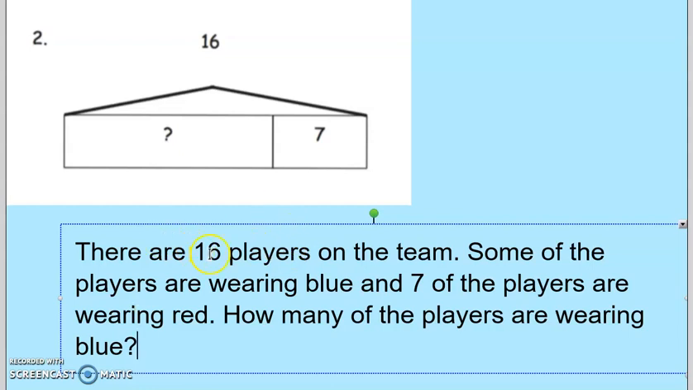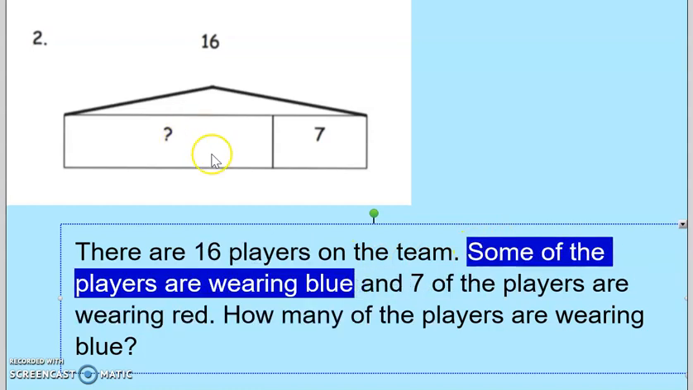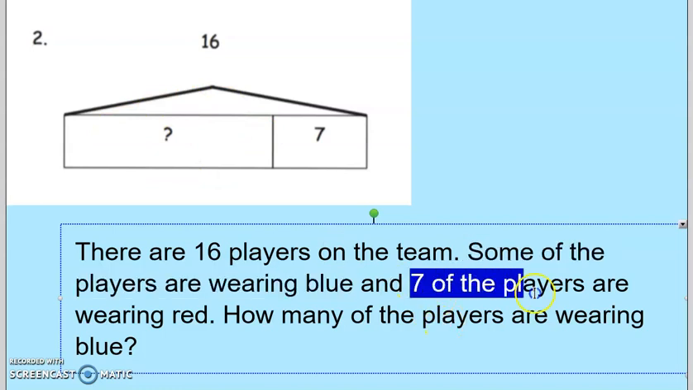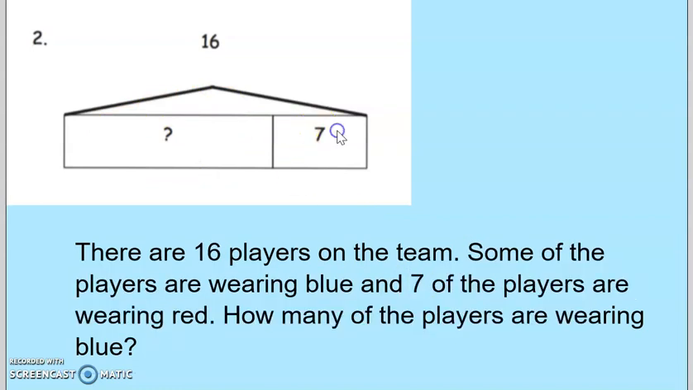Now what I've given is I've given my total, which is 16 players. I said some of the players are wearing blue. That's my unknown that's right here. And finally, I said 7 of the players are wearing red. That's my part right here that I do know. So now it says how many of the players are wearing blue.